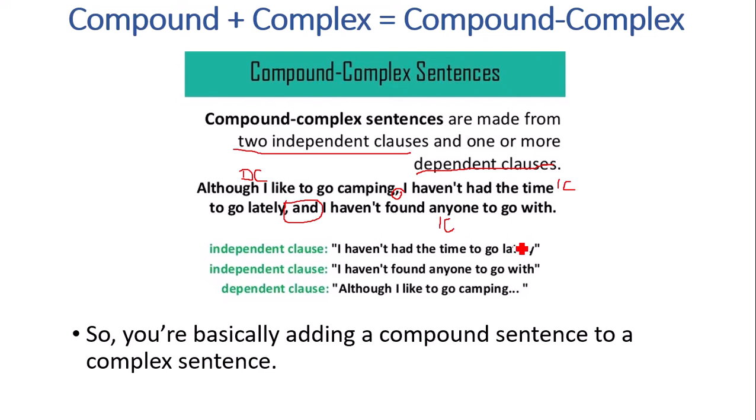Okay, so essentially, you're adding a compound sentence to a complex sentence. The simple sentence would be, I haven't found anyone to go with. Another simple sentence would be, I haven't had the time to go lately. They're joined together by the and. I haven't had any time to go lately, and I haven't found anyone to go with. So that would be a compound sentence. Adding that dependent clause, although I like to go camping, comma, that's what makes it compound complex. We're going to have some more examples just to clarify this.